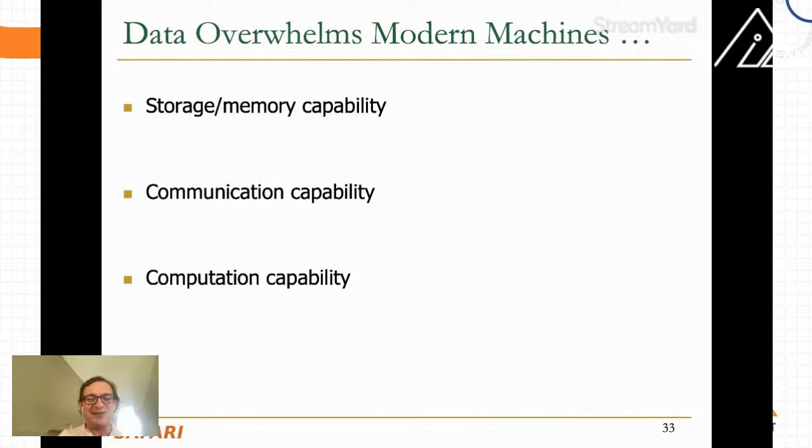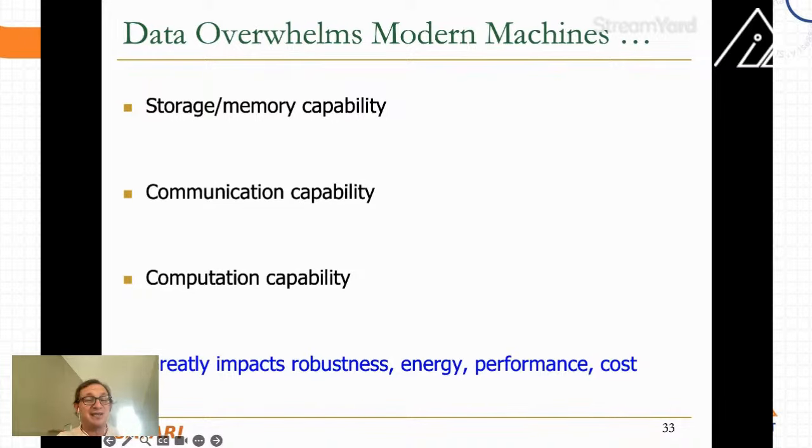Okay, so that was an example application that dominates our machines today in terms of data movement. Data essentially overwhelms modern machines. It overwhelms the storage and memory capability, communication capability, and computation capability. And data itself greatly impacts robustness, energy, performance, and cost in our systems.